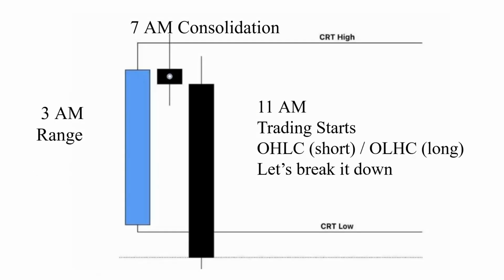So this will be the price action that I'm looking for: the 3 a.m. range candle, then the 7 a.m. consolidation. Mainly I'm looking for the doji to poke above or below. This is just a short example, but if you want to see a long example, you just turn this chart upside down. It's easy to visualize. And then, of course, the trading starts at 11 a.m. So this takes 8 hours to set up.